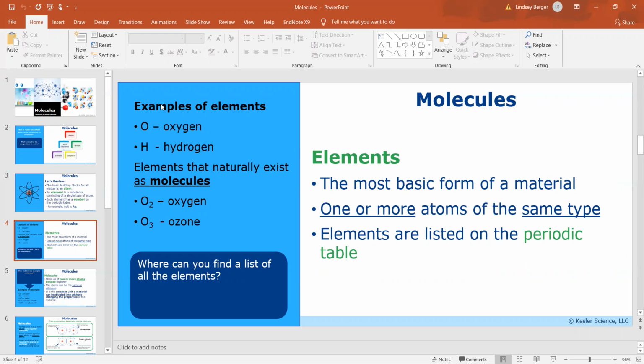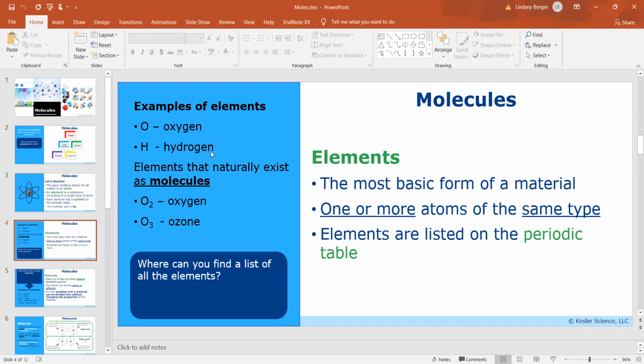So if you look over here, an example of an element is a single O for oxygen. That's what you're going to find on the periodic table, represented by the symbol O. Same with hydrogen, represented by H, and it's just one hydrogen by itself. But obviously we know oxygen is important to us. We breathe it in every day. It's really important for living.